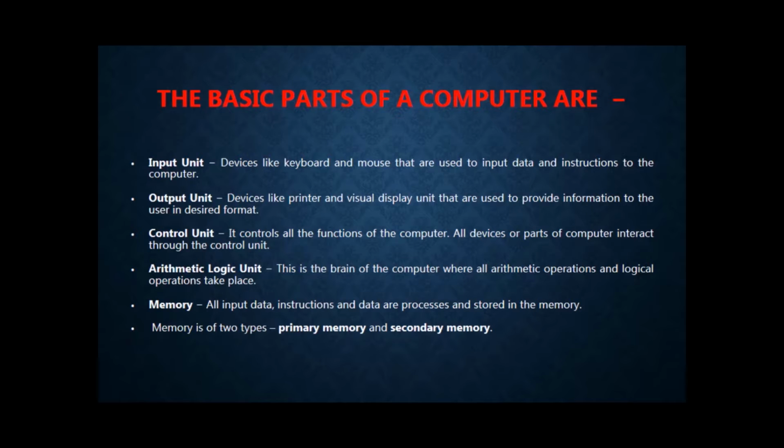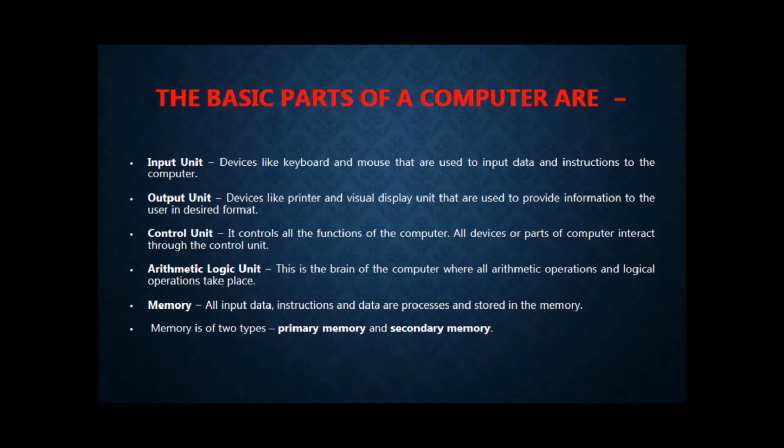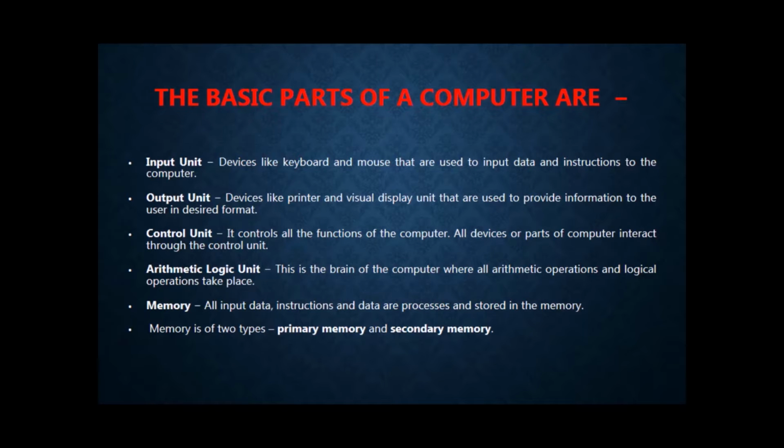The control unit. This controls all the functions of the computer. All devices or parts of computer interact through the control unit. So it basically controls the functions of the computer. It's that simple. The arithmetic logic unit. This is the brain of the computer, where all arithmetic and logical operations take place. The memory. All input data, instructions, and data are processed and stored in the memory.